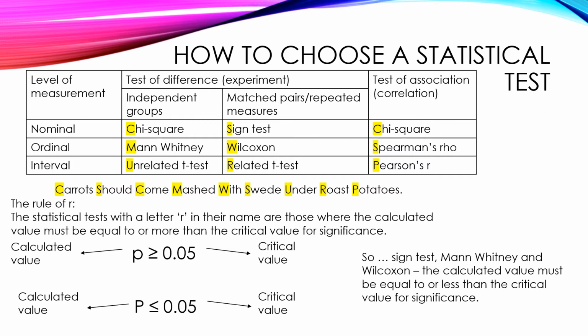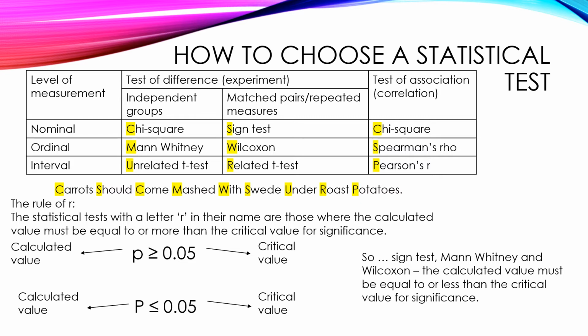Now, all of the statistical tests in that table at the top that have the letter R in them are those where the calculated value, so that p-value, must be equal to or more than the critical value for significance. Now, you would be told in a question whether your p has to be more than or equal to 0.05 or p has to be less than or equal to 0.05.